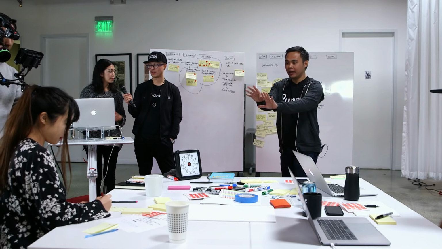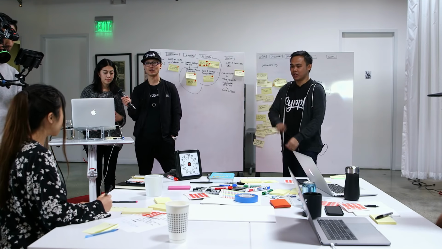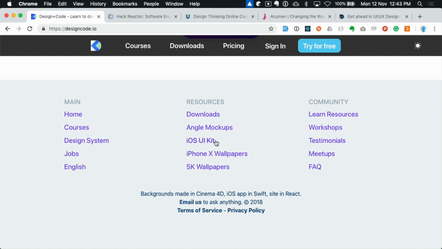Okay, so you want one idea per Post-it note. All right, so you just go through it. Let's do it again. Action. So what I like about the site is that they provide UI kits. They also provide the assets that go along with each course. They also have a job board.